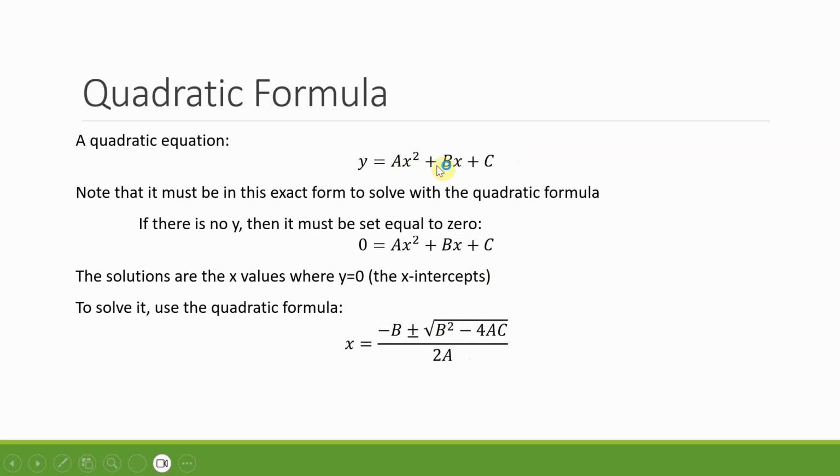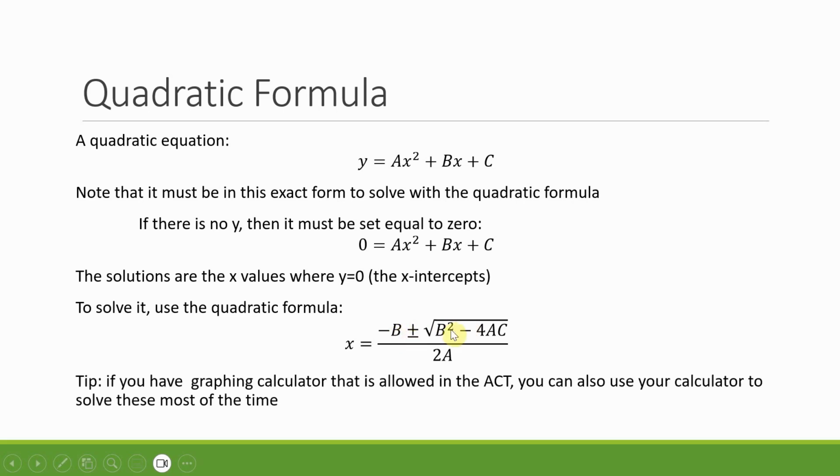Now do keep in mind, if you don't see a number in front of any of these, that's going to be a 1, and if there's no plus anything, c will be 0. Also keep in mind there's a plus minus, so we actually end up with potentially 2 answers, because if we add, we're going to get one answer. If we subtract, we get the other answer. Now I'll come back to that in a bit.